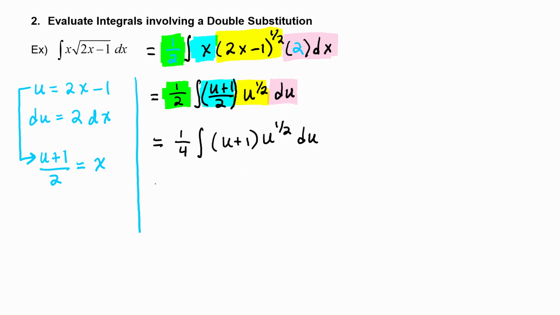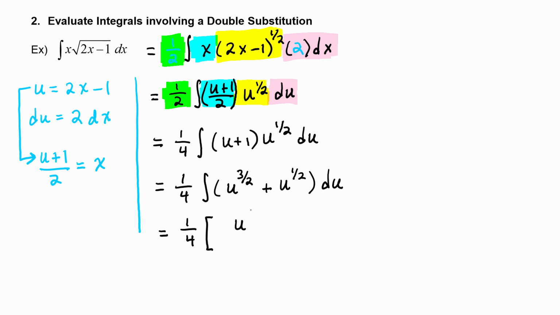In this form, we can't integrate that yet, so we write it as 1/4 times the integral, and we need to distribute. u to the 1/2 times u is u to the 3/2, plus u to the 1/2 times 1 is u to the 1/2, du. Now we can integrate this. We have 1/4 times the quantity u to the 5/2 over 5/2, which means I multiply by 2/5, plus u to the 3/2 over 3/2, which means we multiply by 2/3, and then we can just throw the constant of integration over here on the end, plus c.